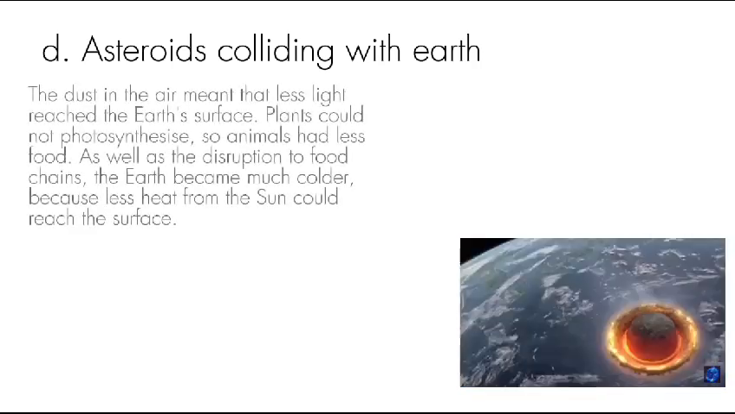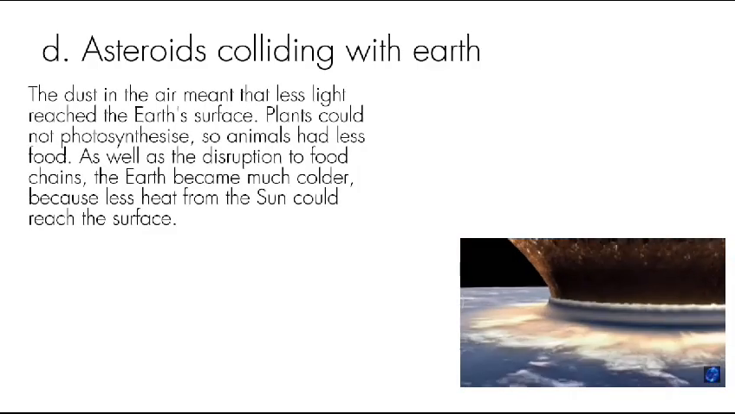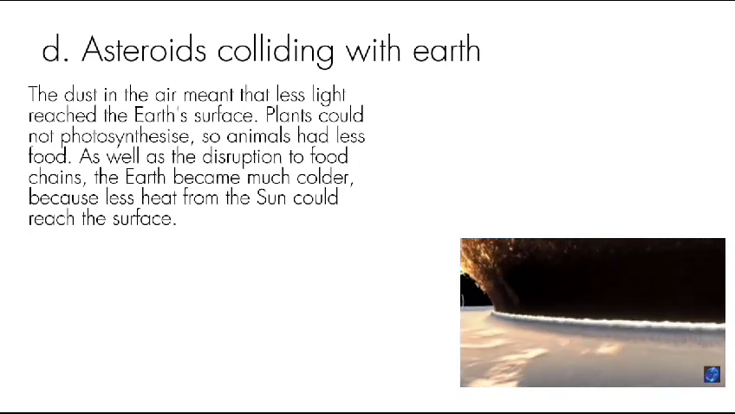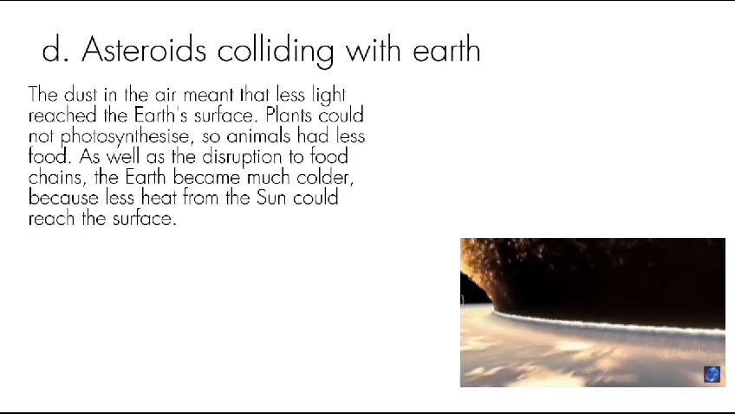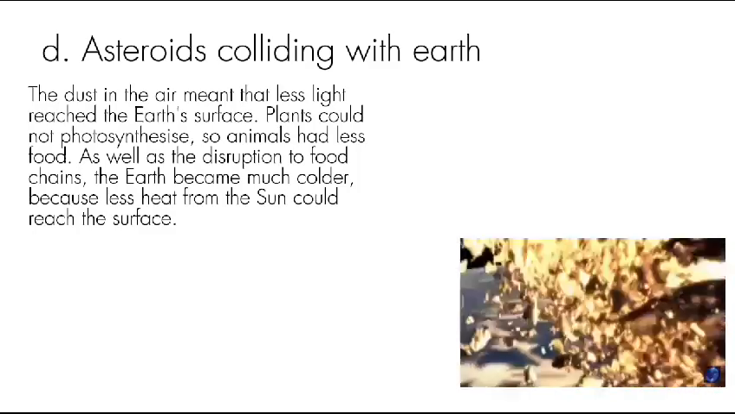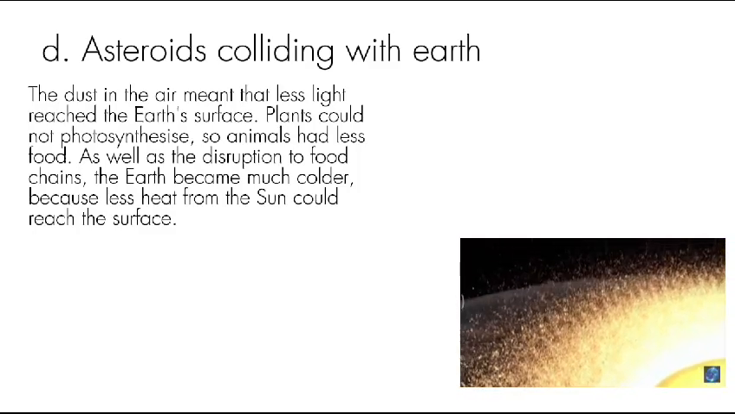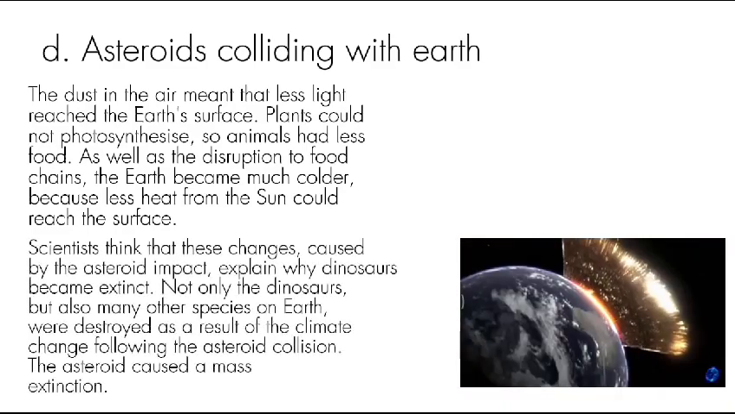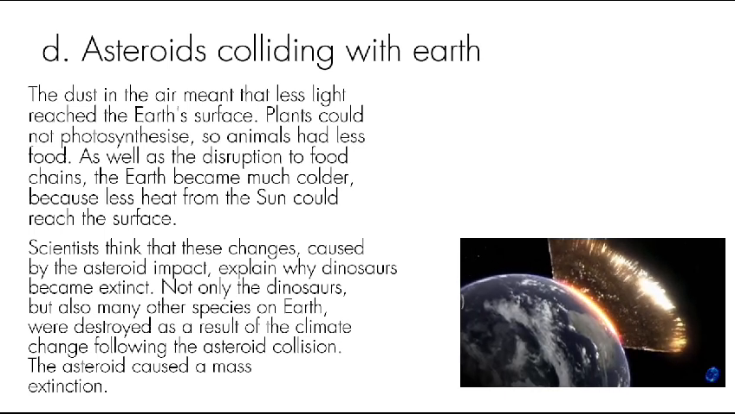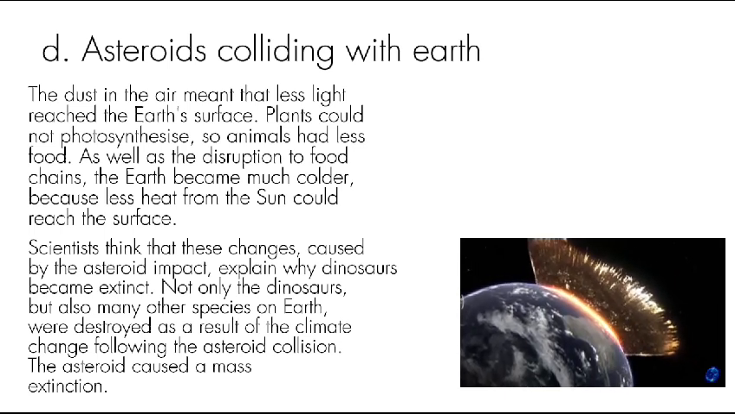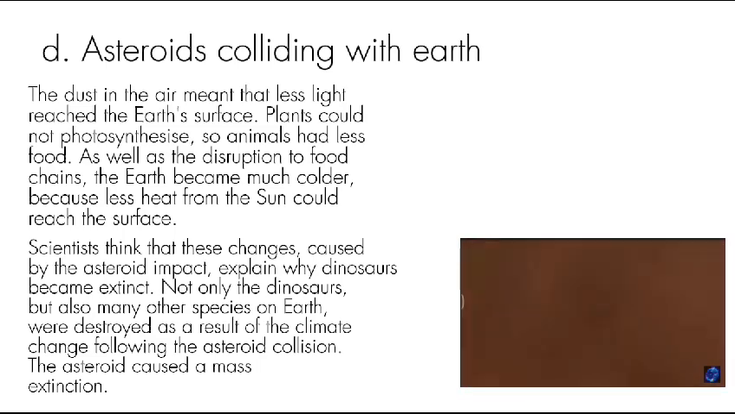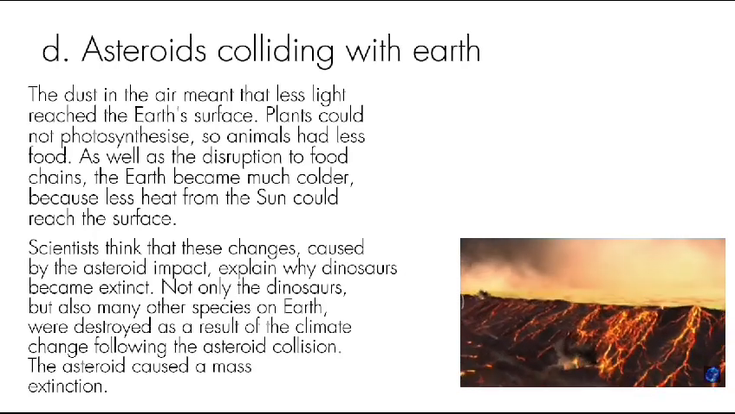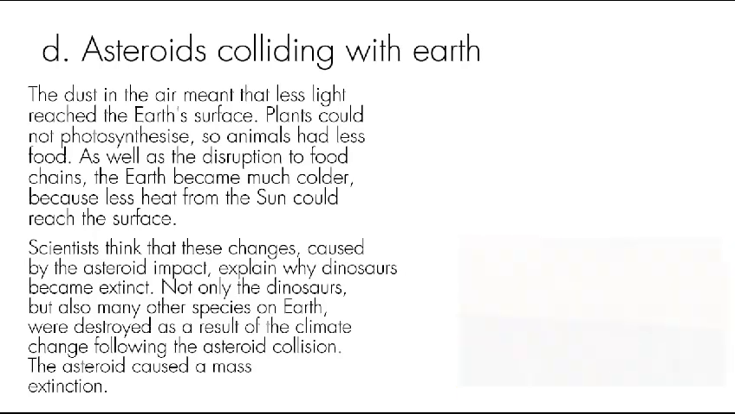The dust in the air meant that less light reached the Earth's surface. Plants could not photosynthesize, so animals had less food, as well as the disruption to food chains. The Earth became much colder because less heat from the sun could reach the surface. Scientists think that these changes caused by the asteroid impact explain why dinosaurs became extinct. Not only the dinosaurs, but also many other species on Earth were destroyed as a result of the climate change following the asteroid collision. The asteroid caused a mass extinction.